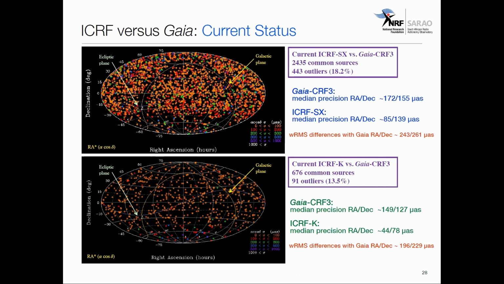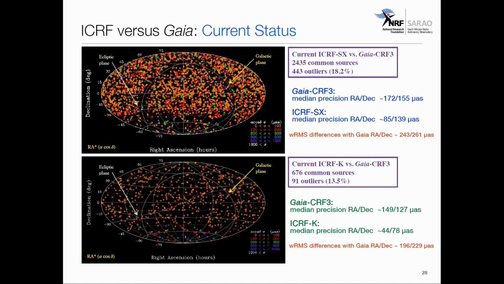Okay, so comparing the reference frames to Gaia. The top plot shows all the S/X-band VLBI sources in common with Gaia, just over 2,400 sources, and the bottom plot shows the sources in common with the K-band frame. There are 676 sources in common with Gaia, and the thing to note is that K-band has fewer outliers, 13.5% versus S/X. If we also look at the precision in right ascension and declination for the S/X sources in common with Gaia and the K-band sources, we see the precision is much, much better in K-band than S/X band.